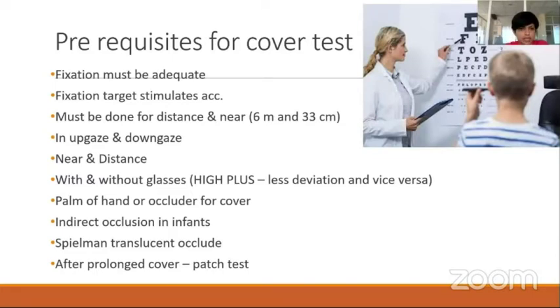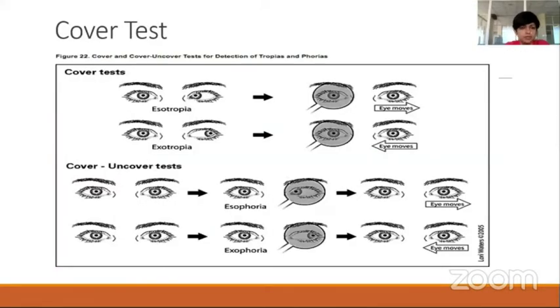We must always perform the test in up gaze and down gaze. Look for the deviation for near and for distance. If the patient is wearing glasses, you need to do a measurement with and without the glasses. Traditionally, the palm of the hand or occluder is sufficient. If you're suspecting any dissociated vertical deviations, the Spielmann translucent occluder is very useful. And in case of exotropias, where you're suspecting a divergence insufficiency, cover test after prolonged cover, that is a patch test, is very useful.